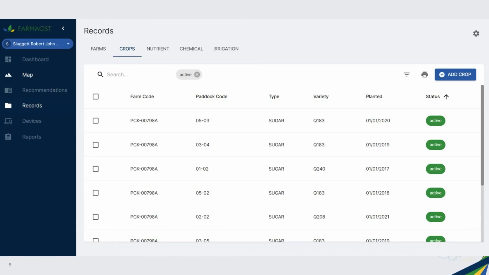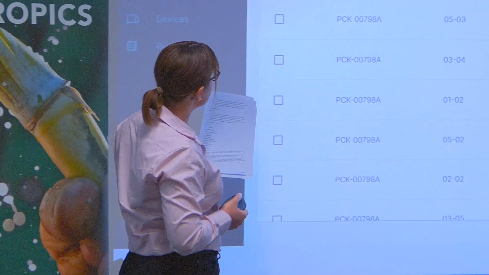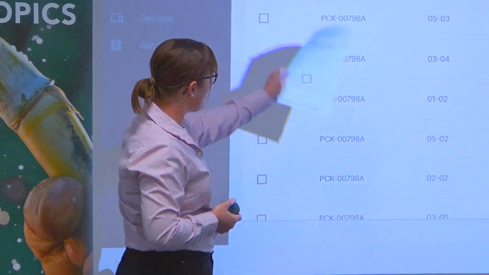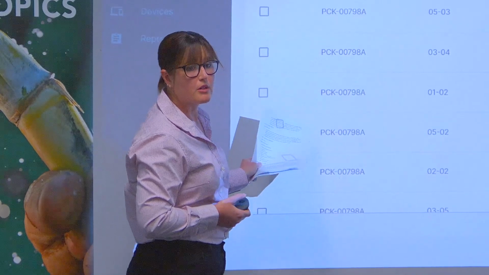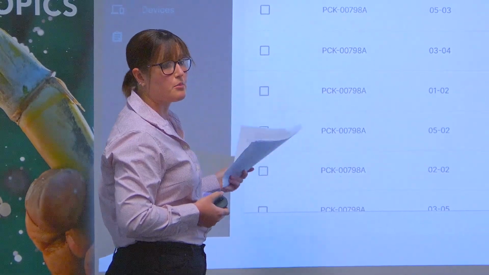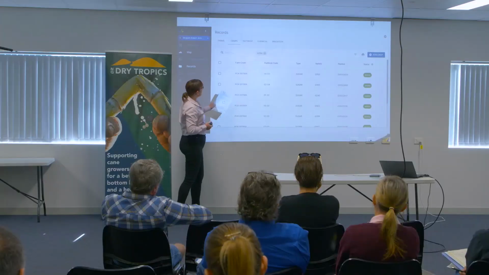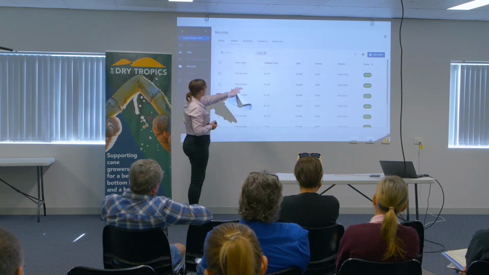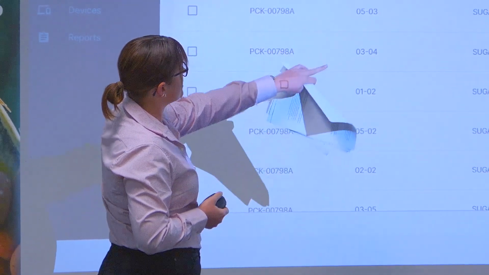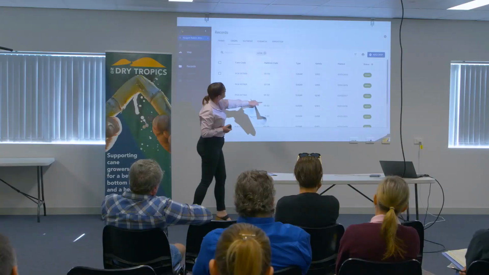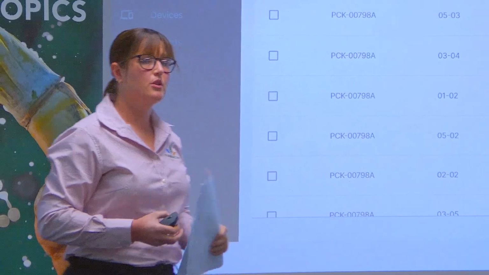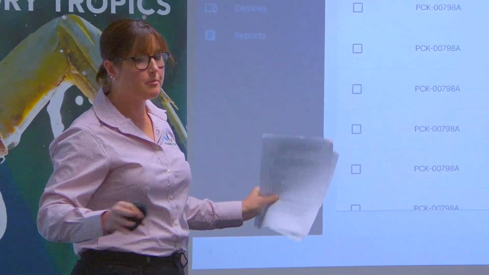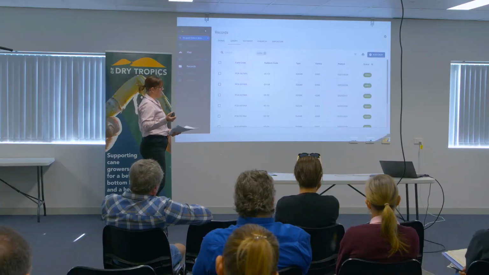For your records, this here is all the blocks on this farm. You can have multiple farms on there as well. You can have multiple business names, multiple accounts. This one here, it's just your overview, right? So it's got the day that you planted it, and that it's active. Once you've harvested, that active will change to let you know that that block has been ploughed out, done, whatever you've done with it.